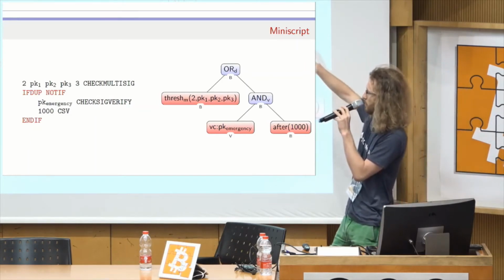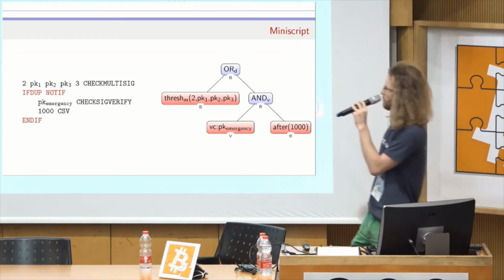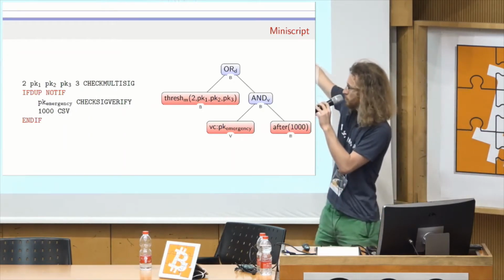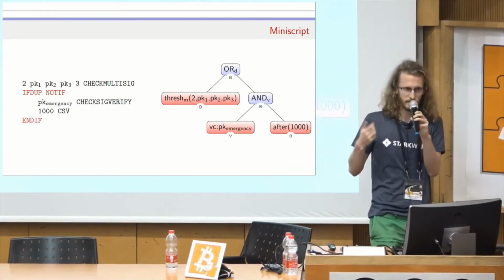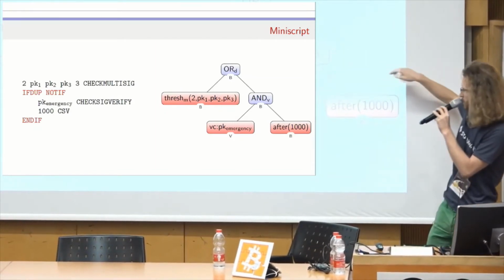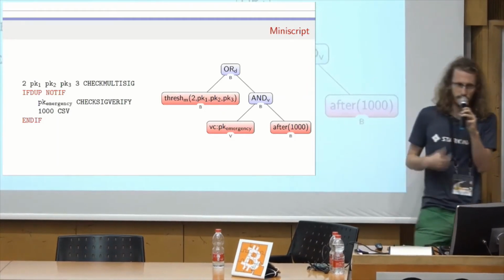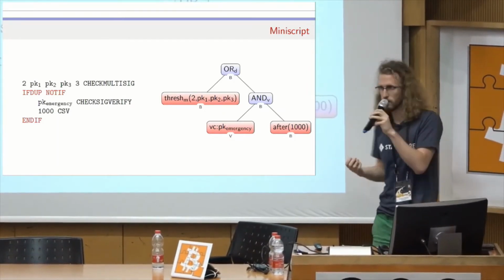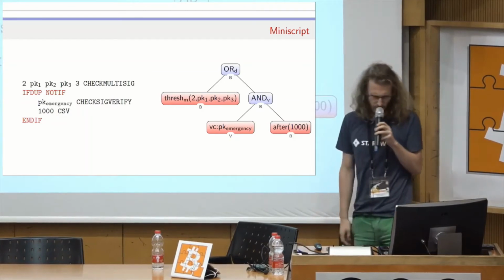This represents a somewhat complex spending policy for some Bitcoins. You can see you have an OR up here. There are two ways to spend these coins. You can either have signatures from two of these three public keys, or, and then we have an AND here, after 1,000 blocks, then alternately you can sign with this other emergency backout key. So this is kind of a standard claim or refund type construction.